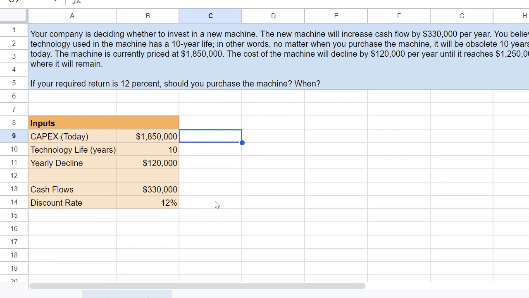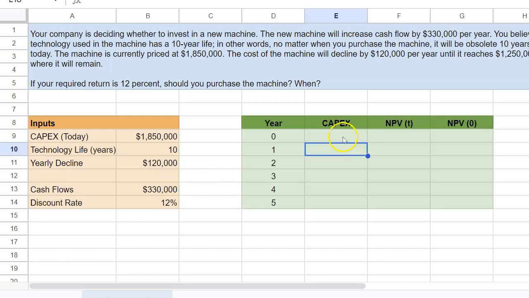What I want to do is figure out what the NPV of this investment is going to be at different points in time. In other words, if I make the investment today versus if I make it the next year versus if I make it the year after that. That's the first thing. And understand that the trade-off is that if I delay the investment, the benefit is that the initial investment that I will need to make will be less because the cost would have declined by $120,000. However, I will only be able to get cash flows for one less year.